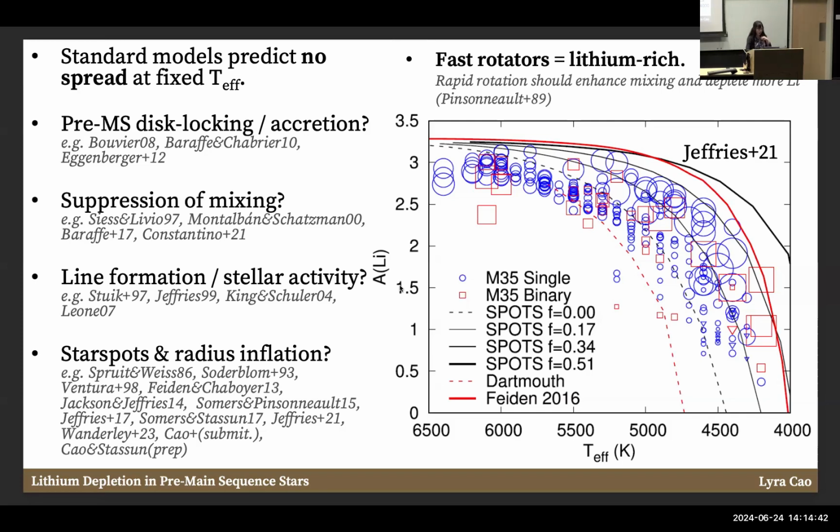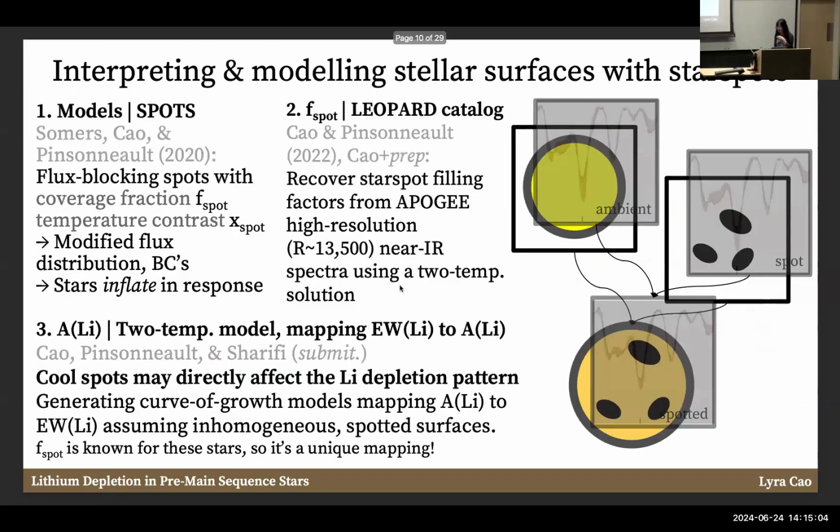But what I'm going to be talking about is the idea that maybe star spots and magnetism, the fact that star spots and the suppression of convection in the outer regions of the star may actually cause the structure of the star to change and therefore impact the lithium depletion pattern. So in order to get to this picture, I want to talk about 3 steps that we take in order to self-consistently deal with the idea that these stars have inhomogeneous surfaces and that star spots and magnetism may affect all of these different parts of it.